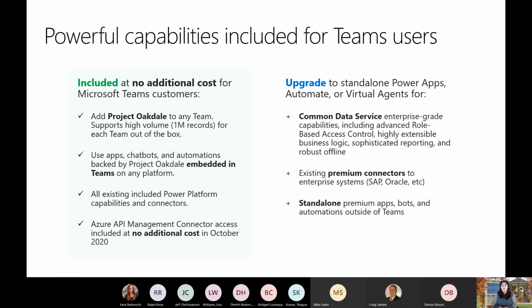So how this is going to work, it's going to support high volume loads, so 1 million records for each team out of the box. It's going to be on a per team basis. You're going to get one environment with that amount of storage, and you can build however many apps you need per team. So you can have apps and chatbots and automations on the back end and embed those into any team on any platform.